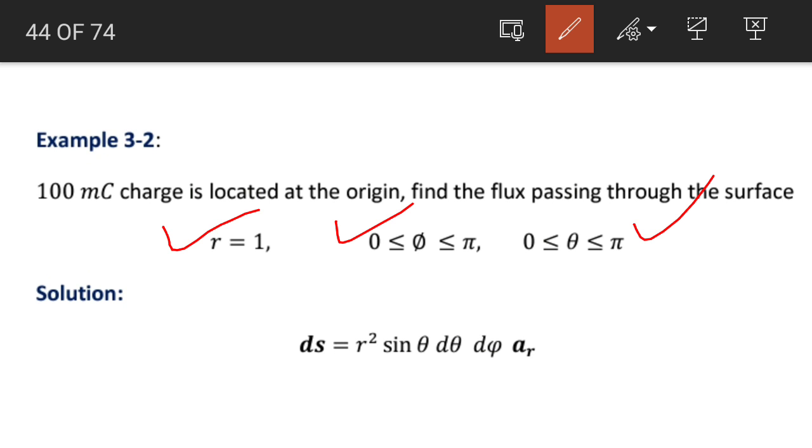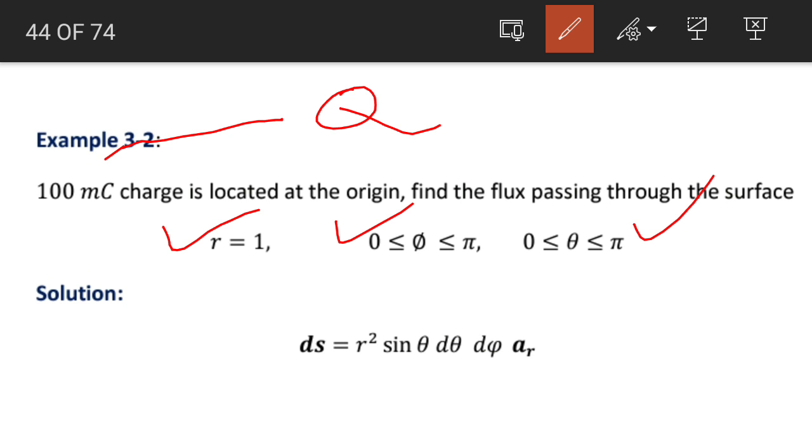So the charge is located at the origin, and you see these limits show that we have got a spherical surface, and it's half of the spherical surface. We need to find out the flux passing through the spherical surface in the outward direction.